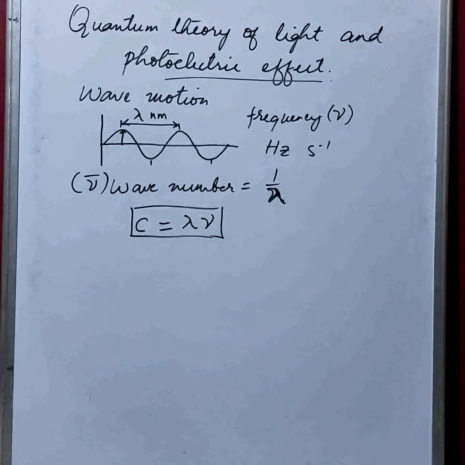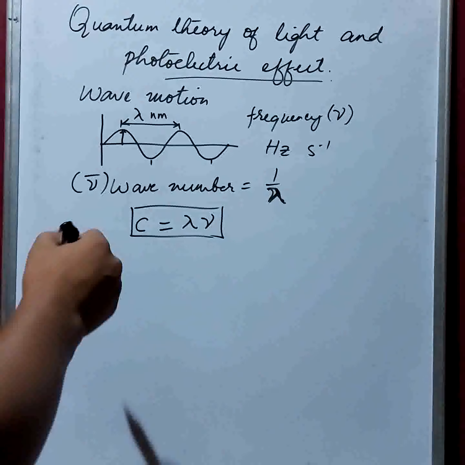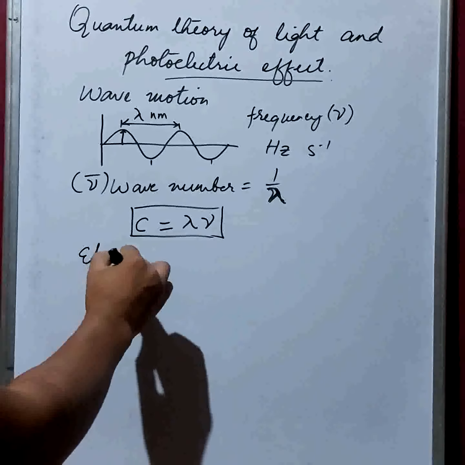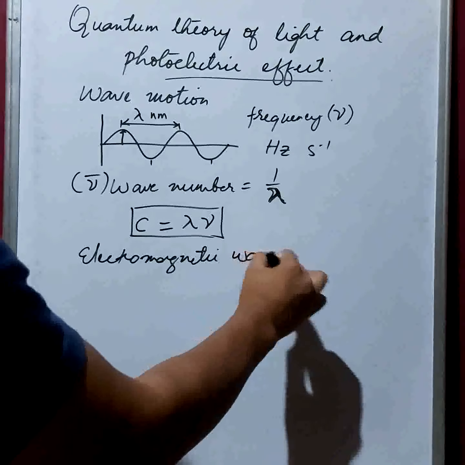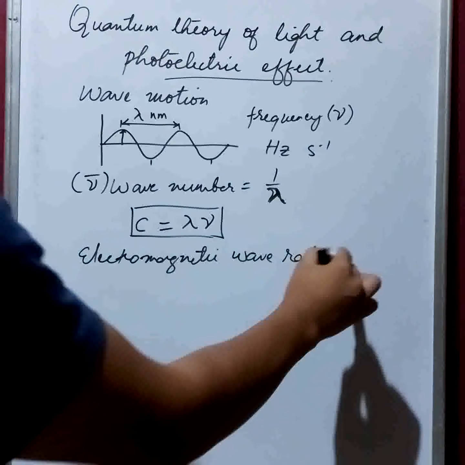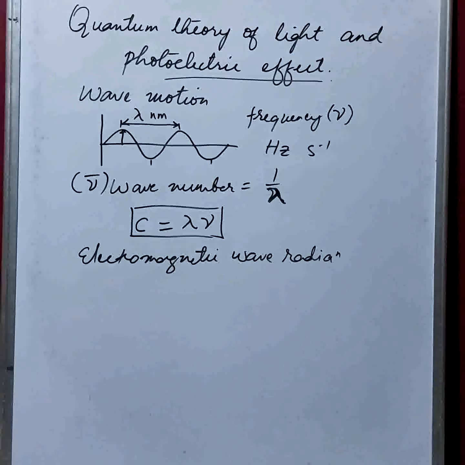We'll move on to electromagnetic wave radiation. Now, in 1870, James Clerk Maxwell proposed that light and other forms of radiant energy propagate through space and in turn are associated with magnetic fields, and hence they are called electromagnetic waves.